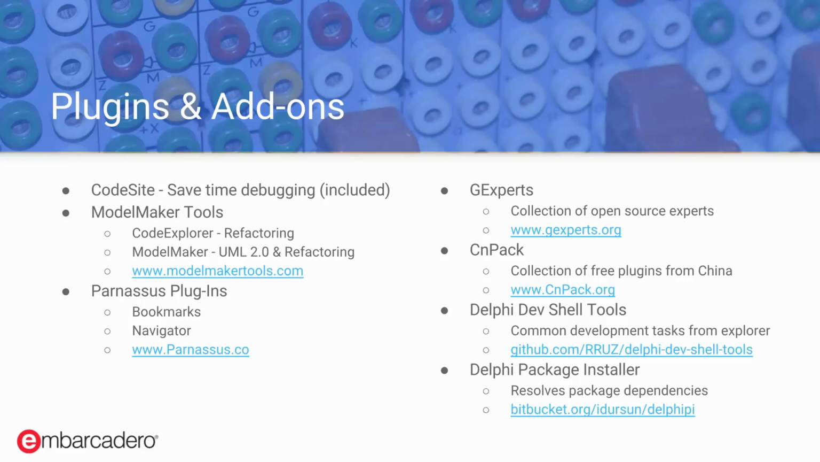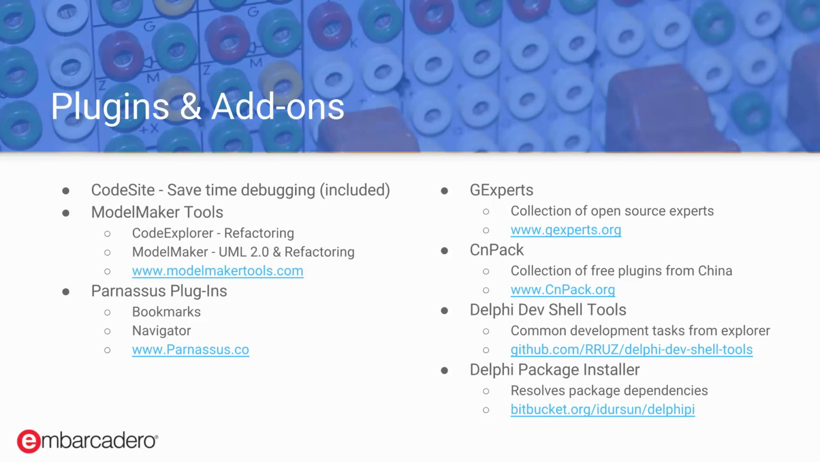Plugins and add-ons are a way that you can customize the IDE, go beyond what's in the box, if you will, and be more productive. Some of these, I'm going to let you know, you're going to start using these and wonder how the heck you ever worked without them, and then you won't want to give them up. So that's a good thing though, right? First one, CodeSight. This is actually included with recent versions, so you've already got CodeSight, check it out. It's a great way to save time debugging.